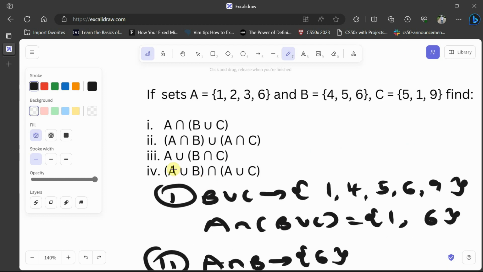So I want you to try A union B intersection C and A union B intersection A union C, and see if you have the same answer. Then ask yourself which of these approaches you would like to use.